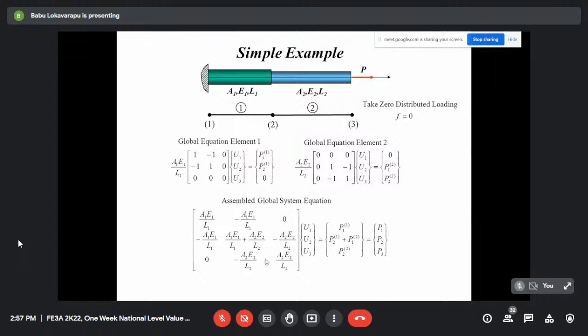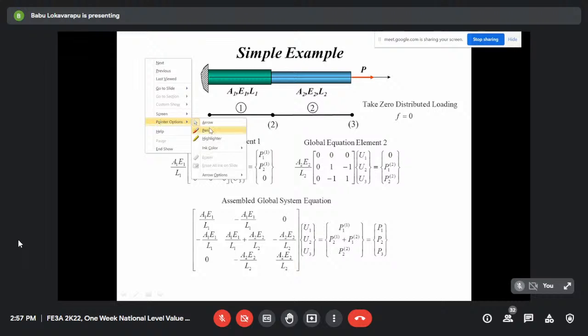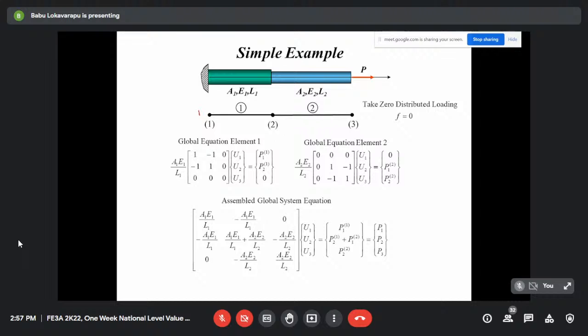Now I'll tell you how we are going to solve the problem. As far as discretization is concerned, before you solve the problem, properly understand the physics of the problem. On the left side there is a support; let us call this node 1. Here there is a change of material, so let us call this node 2. At the end there is a load at node 3. So there are 3 nodes and 2 elements.